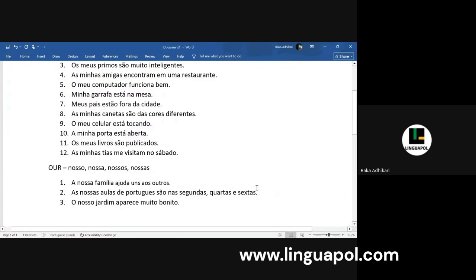It looks very beautiful. So here you can see the word jardim is masculine because it is ending in M. That is why we are using a masculine singular possessive pronoun. O nosso jardim. Next. Os nossos avós amam-nos muito. Our grandparents love us a lot. This actually becomes ama-nos.